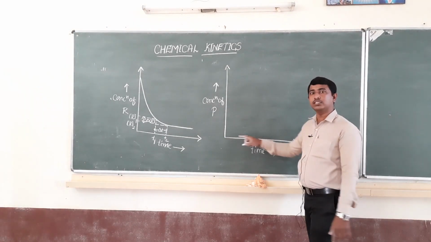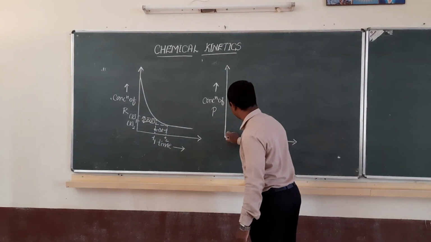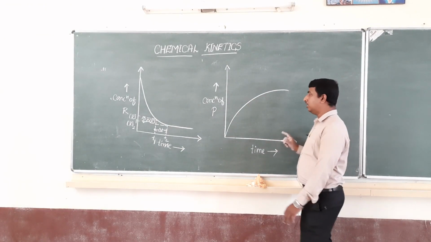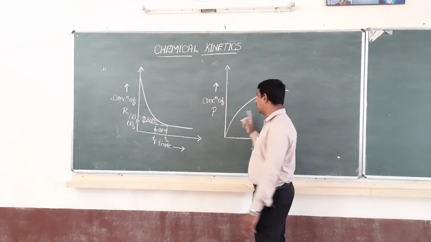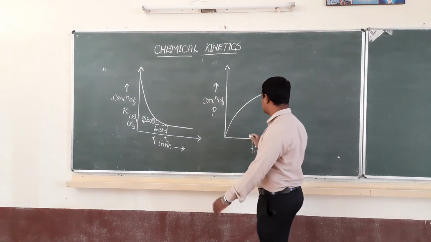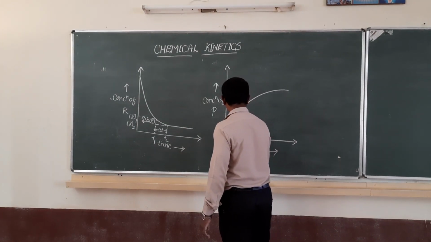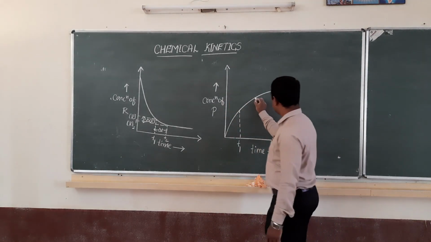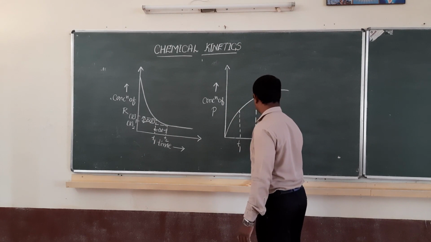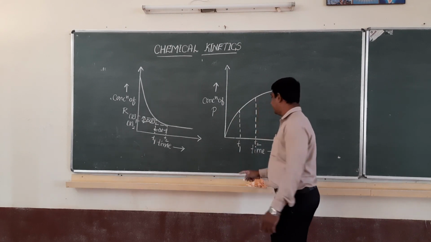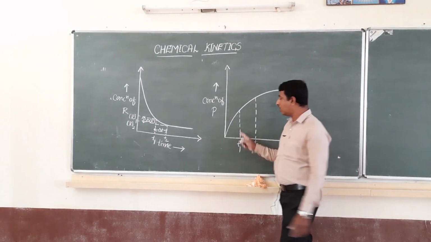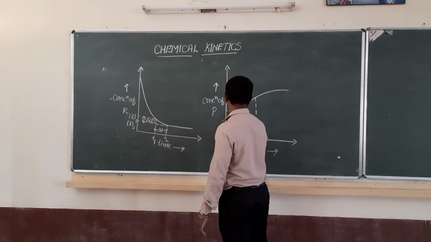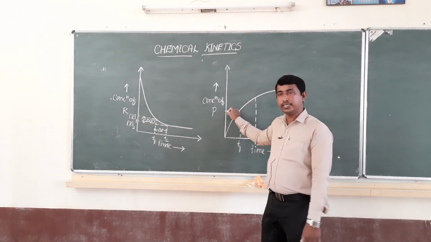As time increases, concentration goes on increasing like this. So concentration is increasing with respect to time. Here also I will consider two time intervals, that is T1 second and T2 second. This is T1 second. This one I will take as T2 second. Now concentration corresponding to T1 second, that is this value. This value is P1.